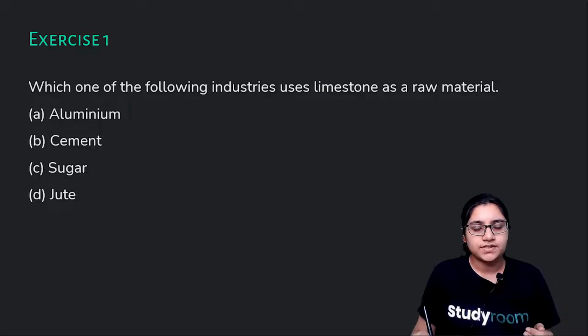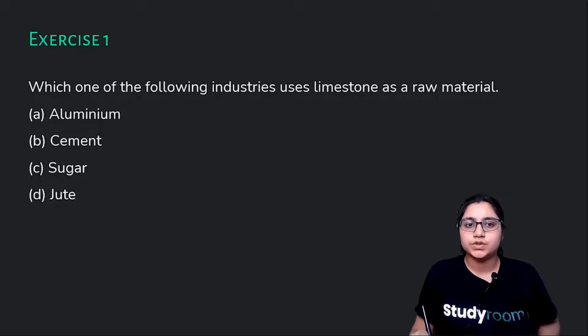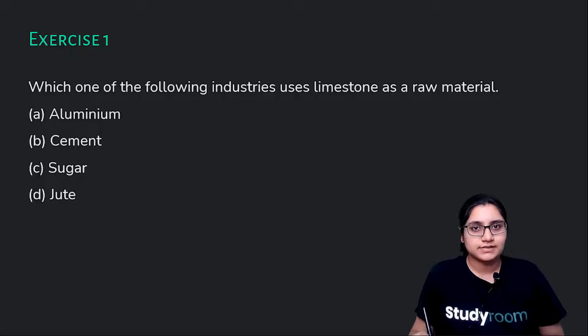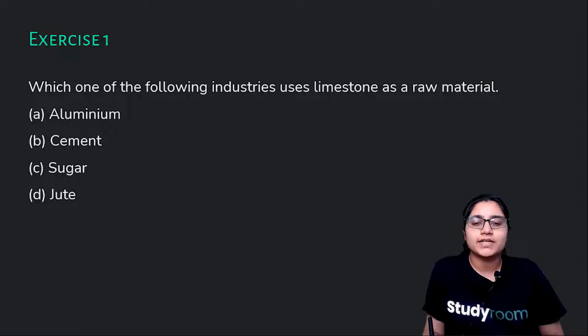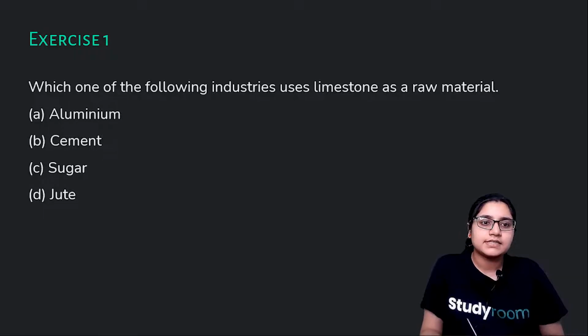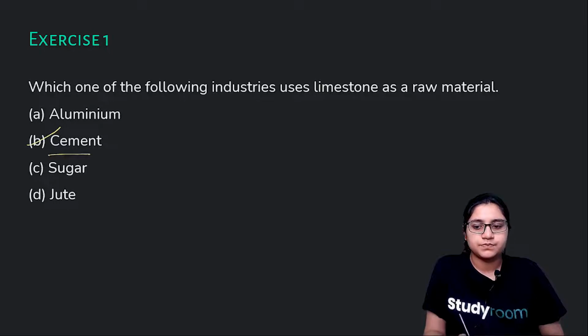Everybody, welcome back on Study Room, and today we are going to discuss some of the exercises as well as do a quick revision of manufacturing industries. So the first question is, which one of the following industries use limestone as a raw material? We have already discussed it. It is B, that is cement.